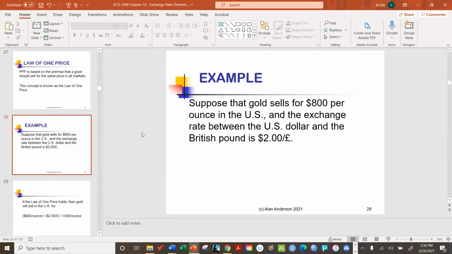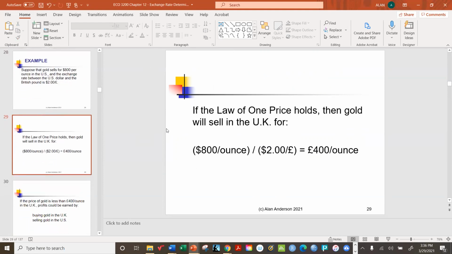Quick example, what if gold sells for $800 an ounce in the United States when the exchange rate between the dollar and the pound is $2 a pound? Well, that implies that the price in Britain should be 400 pounds an ounce. Okay, what if it doesn't though? What if there's a discrepancy? What could potentially happen?